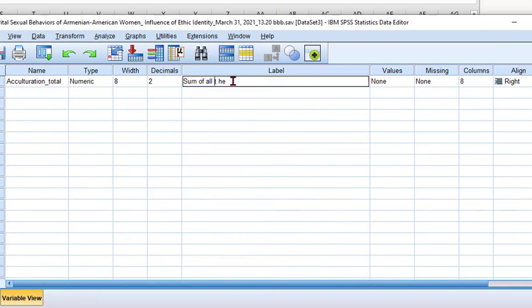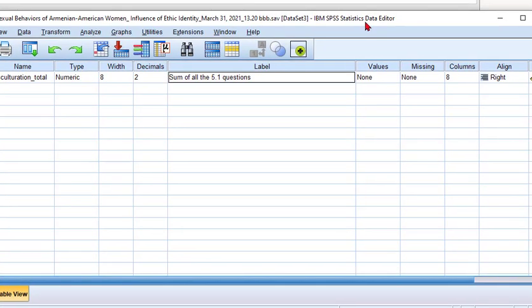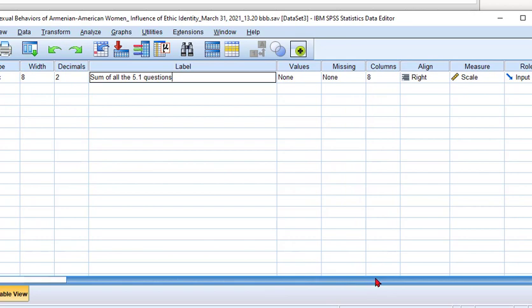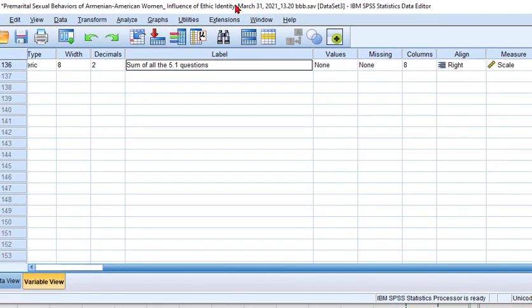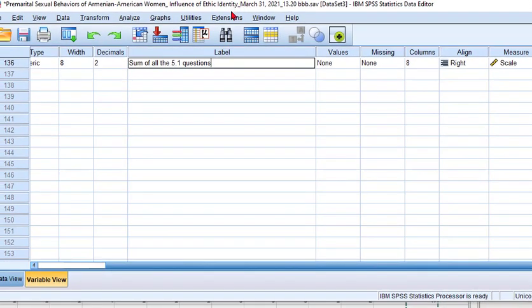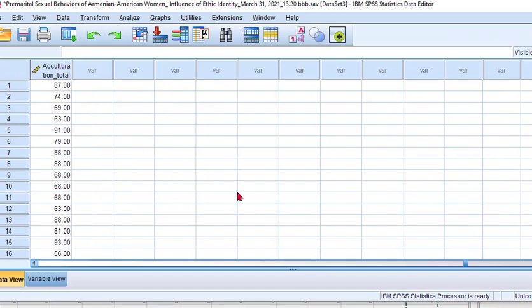Sum of all the 5.1 questions. That tells me, if I look at it two months from now, how I came up with this. Now you can either use the sum of the questions or the average of the questions. It really does not make a difference. But I personally like the sum because the spread of the data is much easier to see. Okay. Got it. So there it is right there.